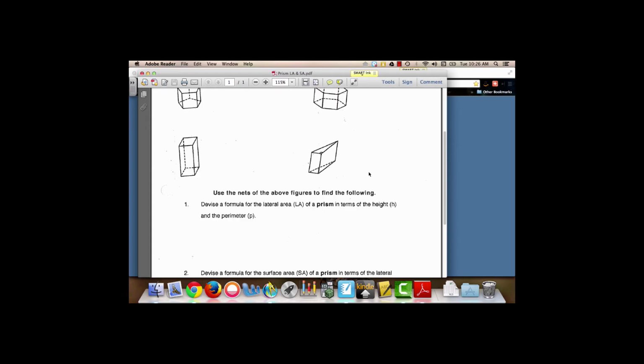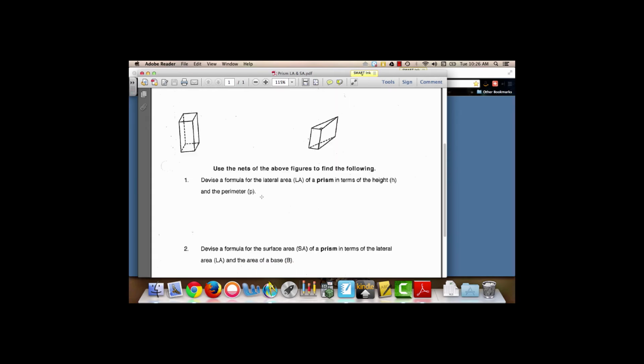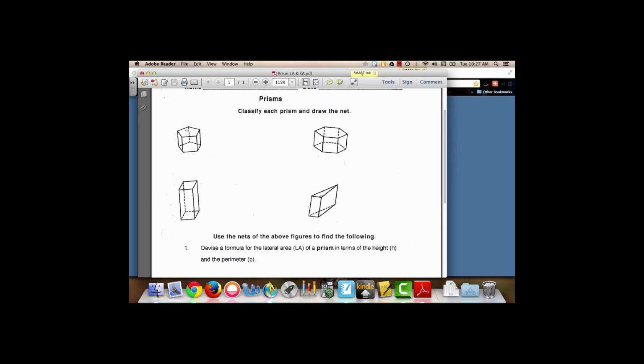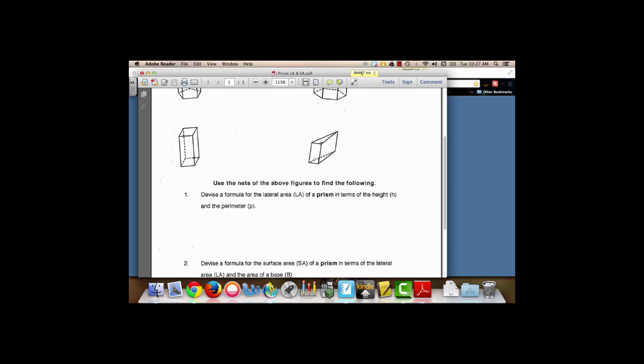Then I want to have you use your pictures to try to come up with a formula for the lateral area, or the area of all the rectangle faces, in terms of height and perimeter. When I talk about perimeter of a 3D figure, I'm talking about the perimeter of the base. So in these cases, the perimeter of the pentagon, the hexagon, the square, or the triangle. Note that this is not a regular polygon, so keep that in mind when you're coming up with this formula.